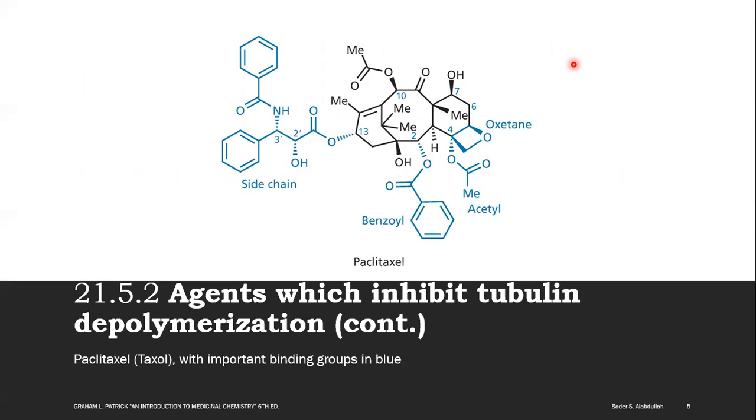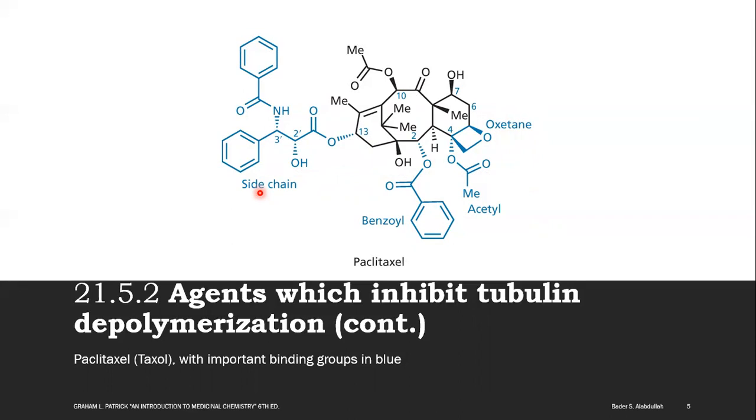You see, it's a complex molecule. It has been found that the acetyl group and the benzoyl group at carbon number 2 and carbon number 4, as you can see them here from the structure, are important for activity, as well as the oxetane ring and the side chain. All of these are important for activity, which means you cannot change those if you want your compound to be effective or active as an anti-cancer agent.